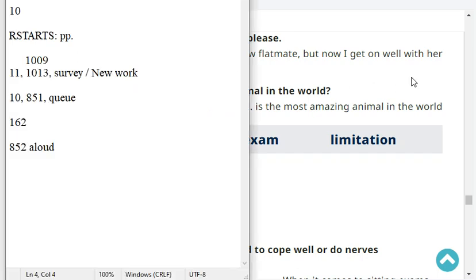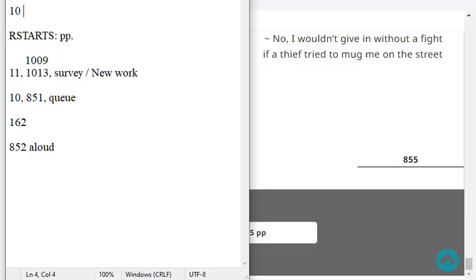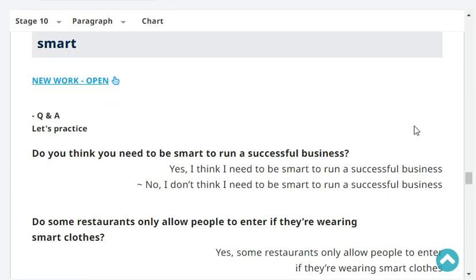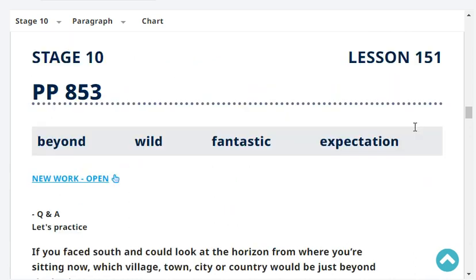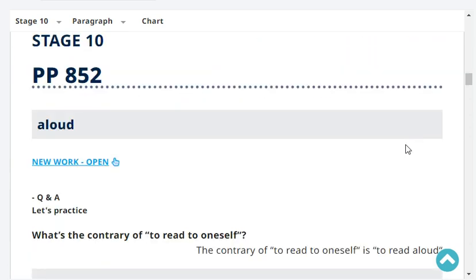Okay, so now let's move on to reading. Our reading is at stage 10, page 851. The last headword was Q. Please start at page 852, aloud. First headword, page 852.